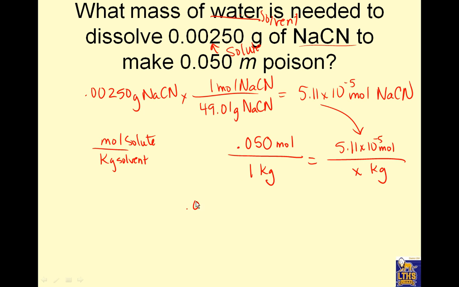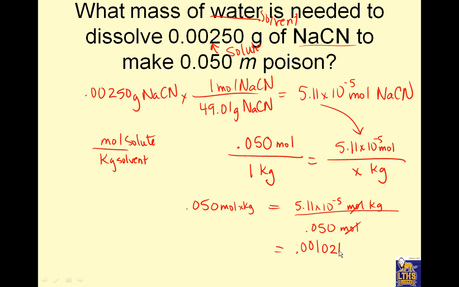So now I'm going to cross multiply 0.050 moles times kilograms equals 5.11 times 10 to the negative first mole kilograms. And then we've got to divide to get X. So I'm going to divide this by 0.050 moles. The moles cancel out, I'm left with kilograms, and I find out that I will need 0.00102 kilograms of water, which is 1.02 times 10 to the negative third kilograms H2O to make that solution.